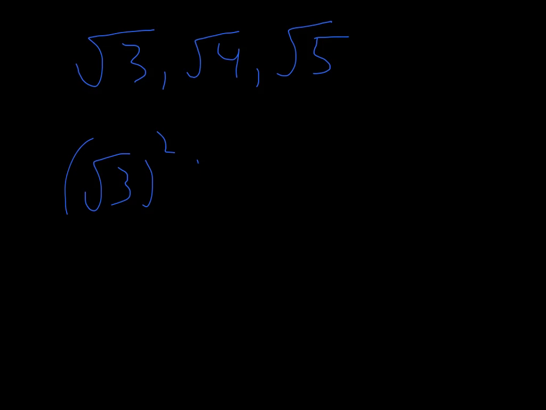Let's do another one. Square root of 3, square root of 4, square root of 5. I'm just going to assume that does form a triangle. So the question is, is this a right triangle? Do Pythagorean theorem. We assume it's right, we see if it works. I'm just putting a question mark.